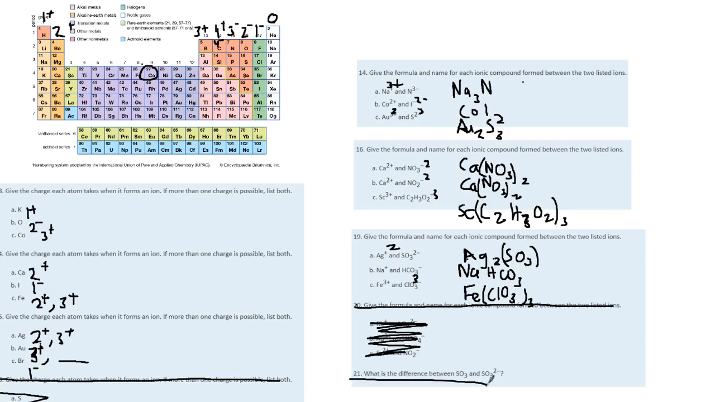Actually, we have our final question. What is the difference between SO3 sulfate and SO3 2 minus sulfate ion? Right, one of them's an ion, the other one isn't. That's the difference. That's a simple difference. One of them's an ion and one of them isn't. And that's it. And that's the wrap up of all the ions. That's why I made you learn ions in the first place.